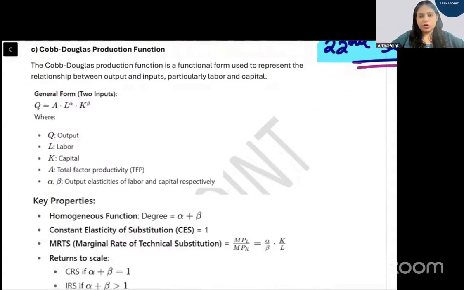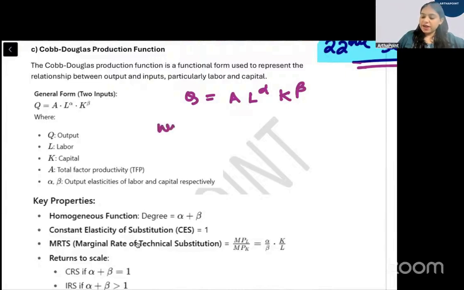this Cobb-Douglas production function. अब usually speaking, जब भी हमें ये Cobb-Douglas production function को represent करना होता है, we represent it as Q is equal to A, L to the power alpha, K to the power beta. Okay. This production function is also called a well-defined production function.